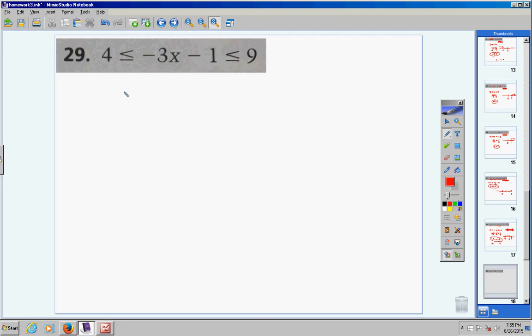Okay, my goal is to get x all by itself, okay? So first of all, I'm going to bring the negative 1 out here, make it a positive 1, and move it out here, make it a positive 1. So positive 4, positive 1, positive 9, positive 1. Positive 4, positive 1 is 5. I'm left with negative 3x in the middle. Positive 9, positive 1 is positive 10.